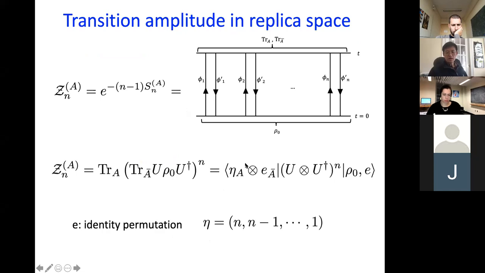This way, you can show that the explicit form of the Rayleigh partition function can be written as a transition amplitude of this form in the 2n copies of your Hilbert space. Rho 0 defines your initial state, E is the identity permutation, and eta is this, and then your final state, which is controlled by this trace structure, trace A bar and trace A, can be captured by the permutations associated with the identity operator. This is just a very compact way to capture the algebraic structure of your Rayleigh partition function.